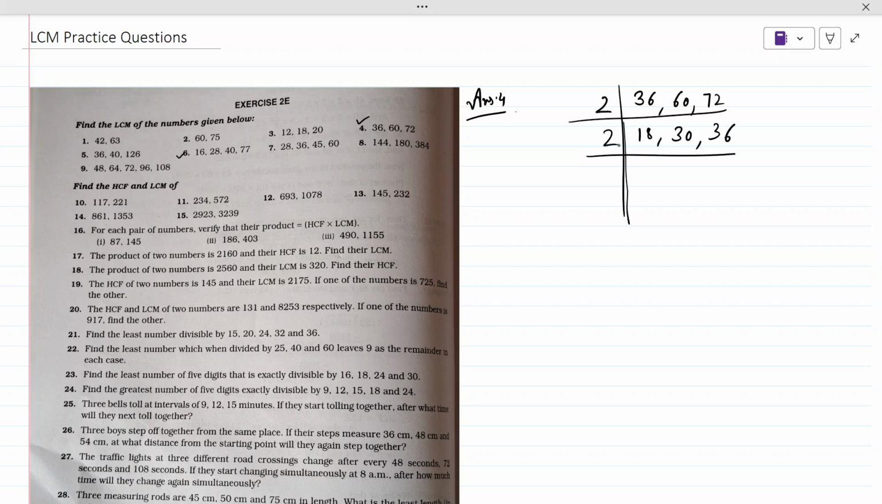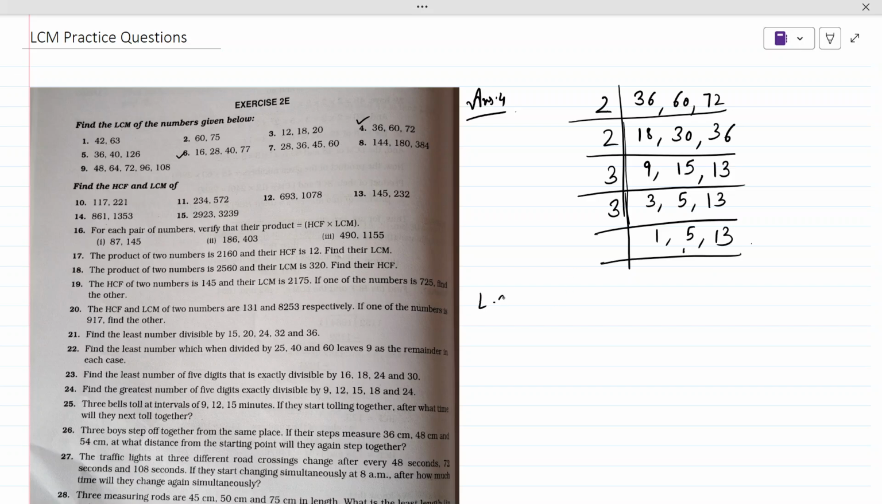Then again 2, 9, 15, 13. Now 3, because we have 9 and 15. So 3 into 3, 3 into 5 and 13. Now we are left with 3, 5 and 13. We can take 3, 5 and 13. We have 5 and 13 as remainders, or we can also solve them.